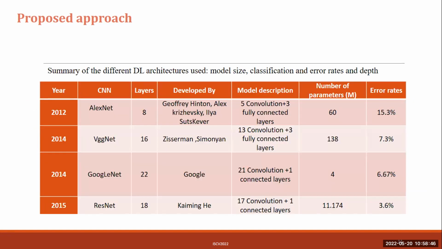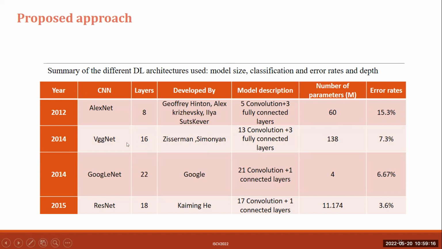Here is a summary of the different deep learning approaches. AlexNet was developed by Alex Krizhevsky. It has five convolution layers, some of which are followed by max pooling, and three fully connected layers.